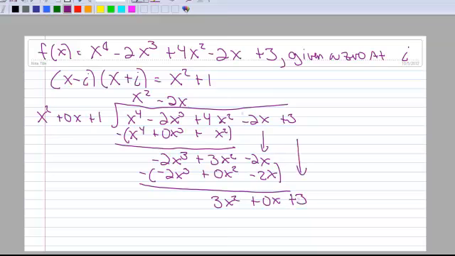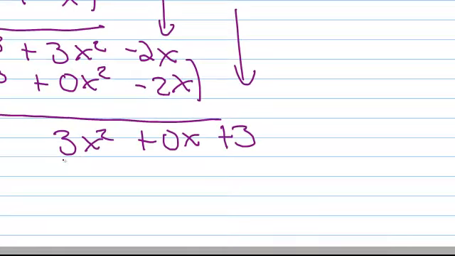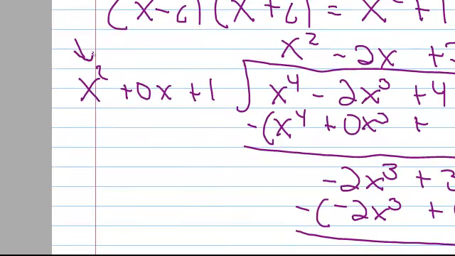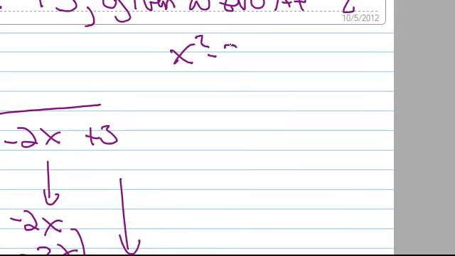And we do our division one more time. We end up with a 3 here. 3 times x squared is 3x squared. 3 times 0x is 0x, and 3 times 1 is 3. And when we subtract that, we get a remainder of 0, which is what you expected because you knew that this polynomial contained the two zeros. So now we've got x squared minus 2x plus 3, and we want to solve that.